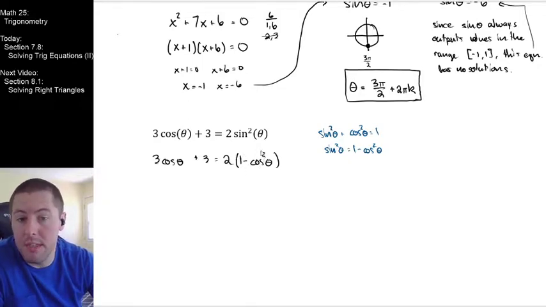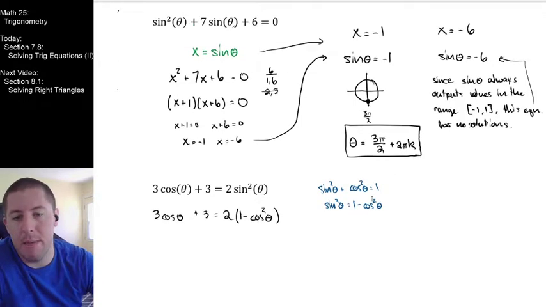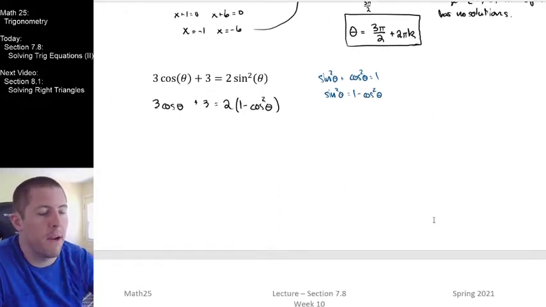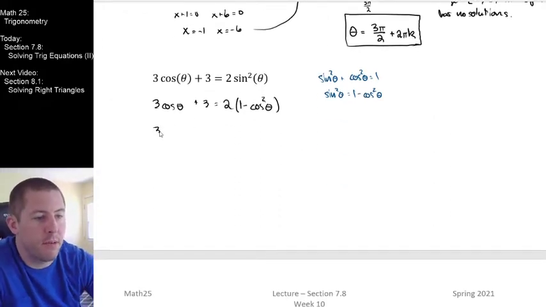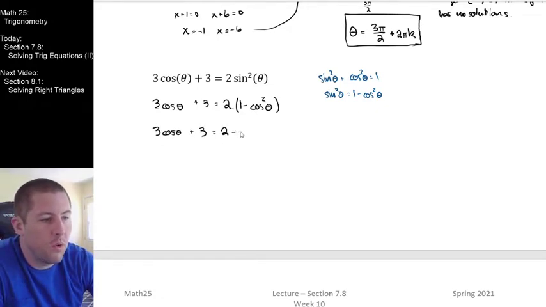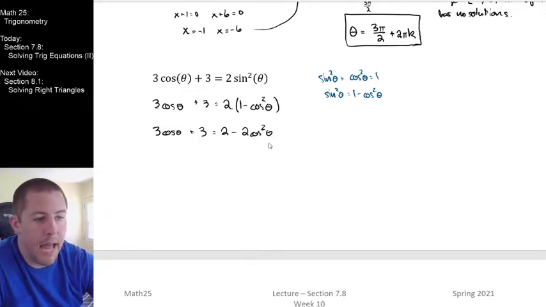So the good news is it looks like we have an equation that is quadratic in cosine. So I think that my next move should be, let's expand on the right over here, and let's get everything on one side so that I can start using some of my quadratic ideas. All right, so I'm going to expand and shift all my terms over. So 3 cosine theta plus 3 equals 2 minus 2 cosine squared theta. I want to move both of these terms over to the left-hand side. So I'm going to add over my 2 cosine squared.